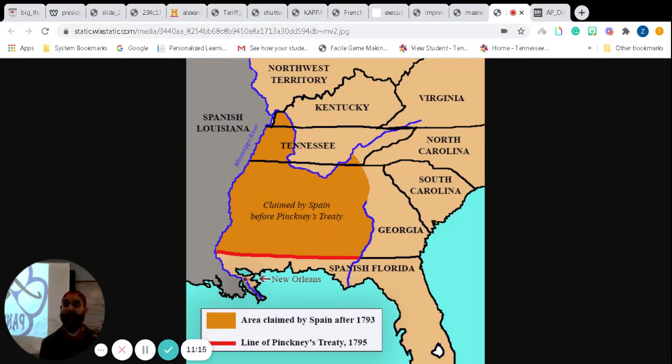But keep in mind, Spain still has control of Florida, pretty much the southern coast for the most part, all the way up to California. That's the land that they claim. But we'll be talking about that in a moment.